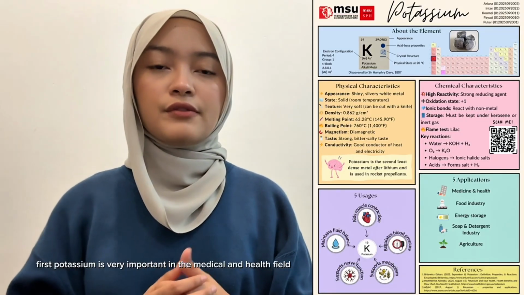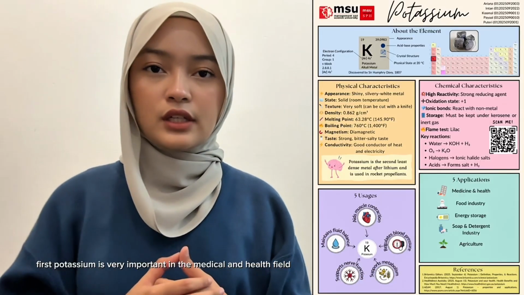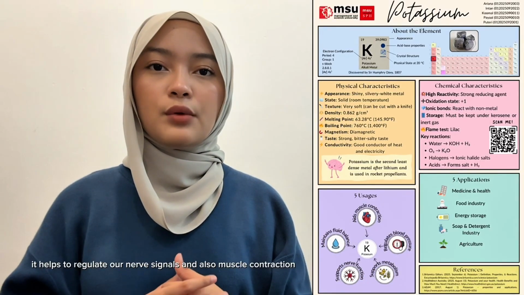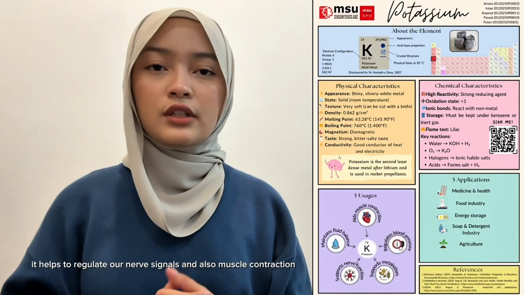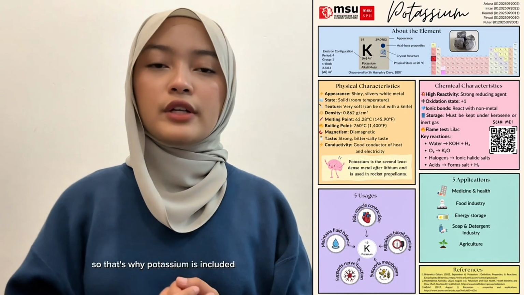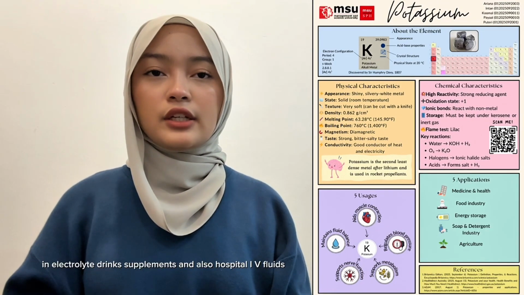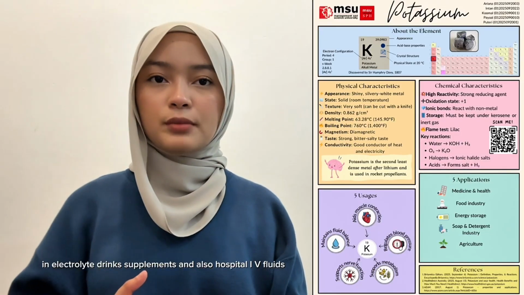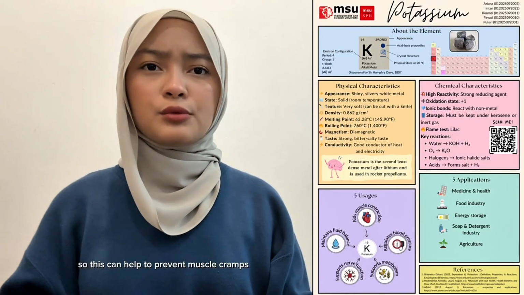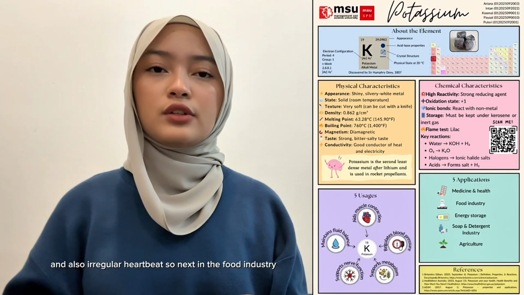First, potassium is very important in the medical and health field. In our body, it helps to regulate our nerve signals and also muscle contraction, and especially the heartbeat. So that's why potassium is included in electrolyte drinks, supplements, and also hospital IV fluids. This can help to prevent muscle cramps and also irregular heartbeat.